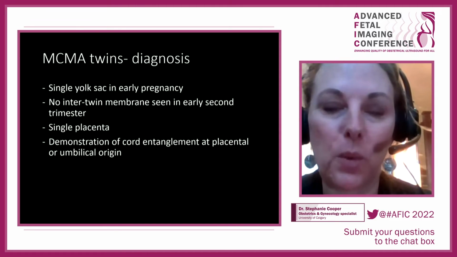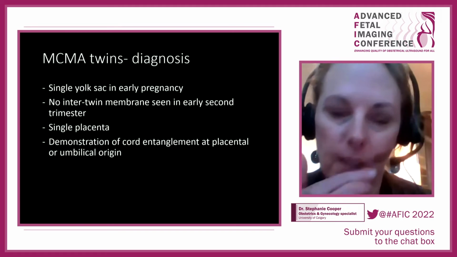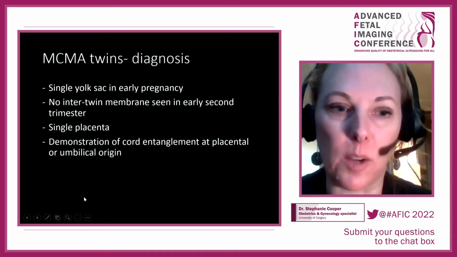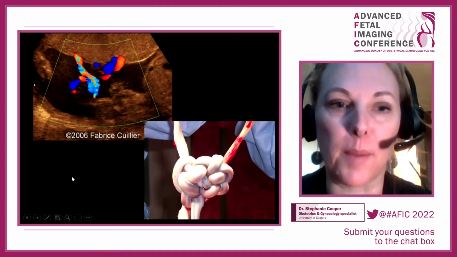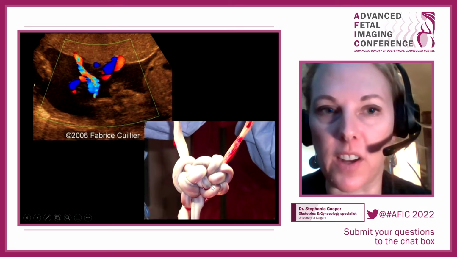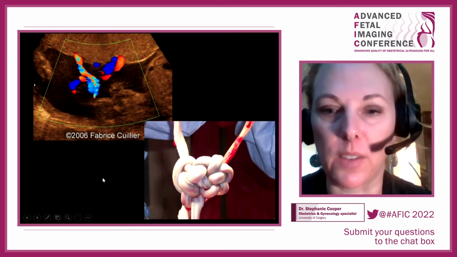But no intertwin membrane is seen. You do see a single placenta, but the gold standard for being able to diagnose these twins is from entanglement of the umbilical cords. And this is what it looks like. This is a cord knot, and you can see it on ultrasound as well.